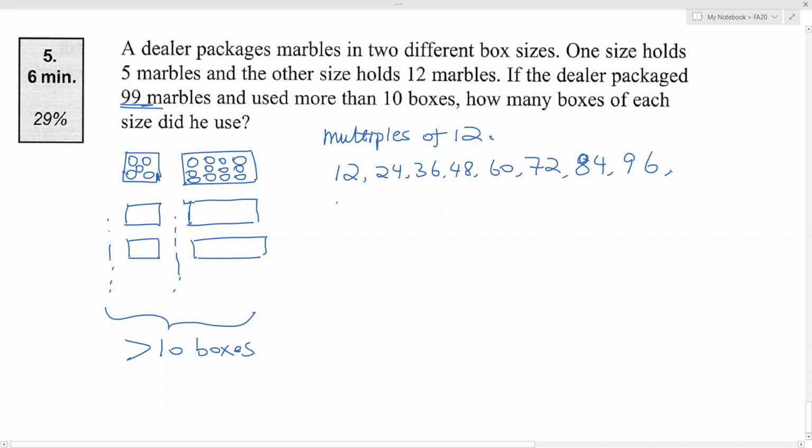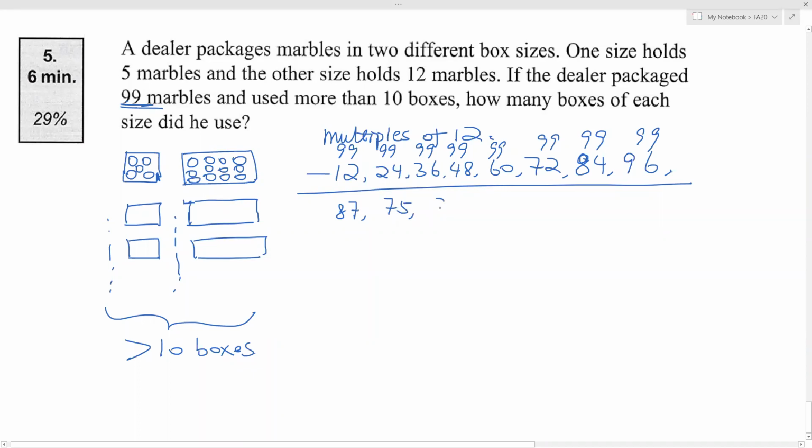And now what we do is that we can then subtract from that 99. Okay, let's do this. We're subtracting each of these numbers from 99. Okay, so from here we get 87, and here we get 75. What about this? 63, 51, 39. What's this? 27, 15. What about this? 3, okay?